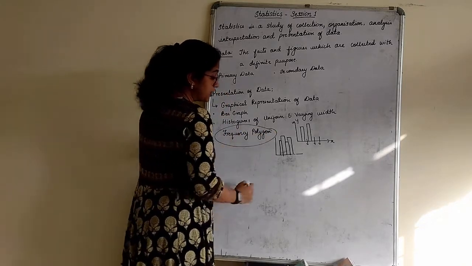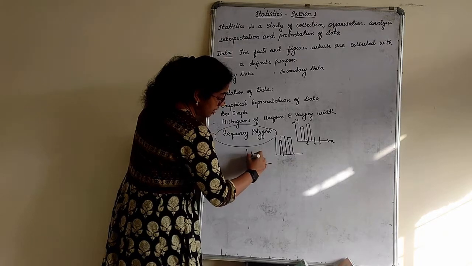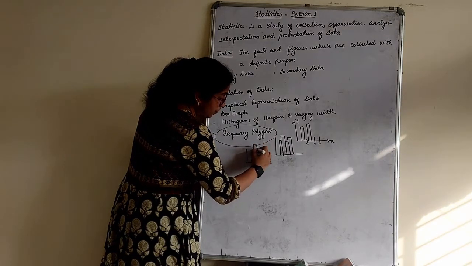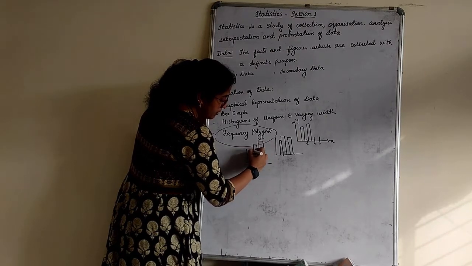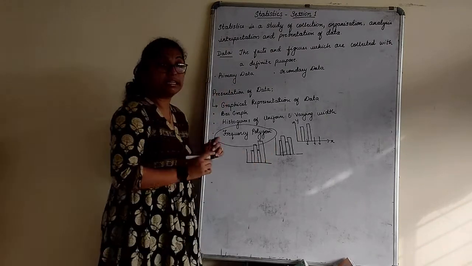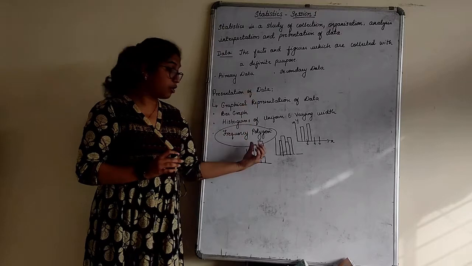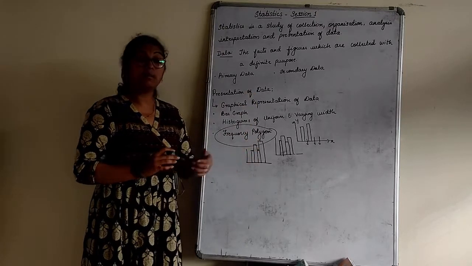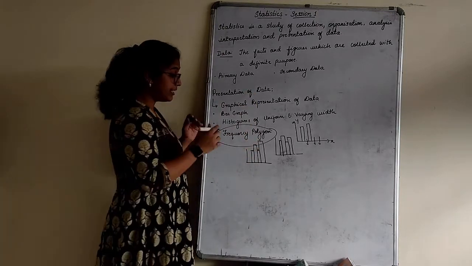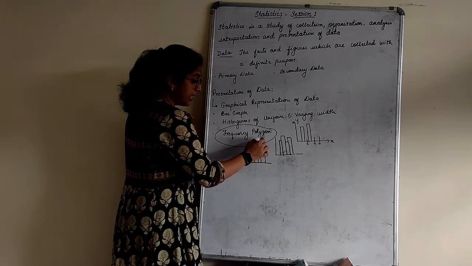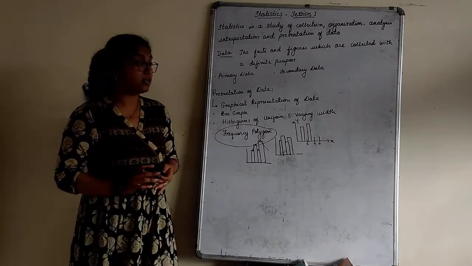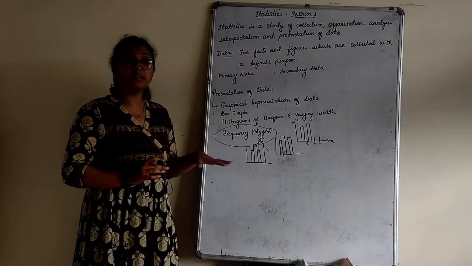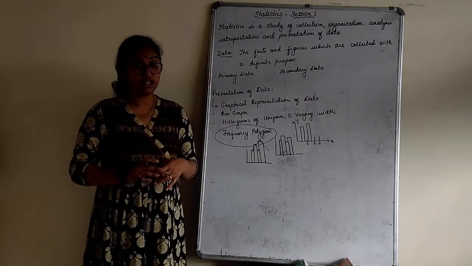Frequency polygon. When we draw a histogram, we take the midpoints of the rectangular bars which are drawn. When we take the midpoints and join them and draw the graph, that particular graph is called a frequency polygon. So these are the three basic things we are going to study in this chapter.